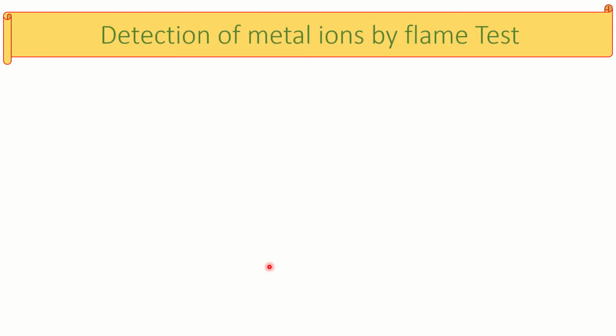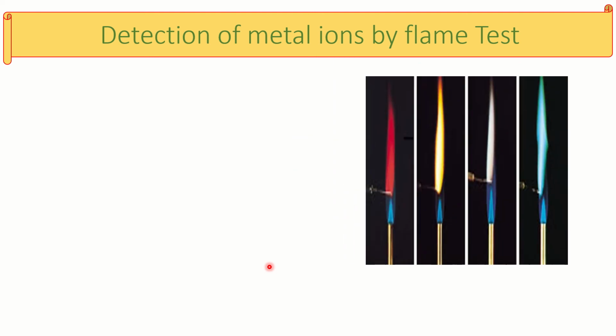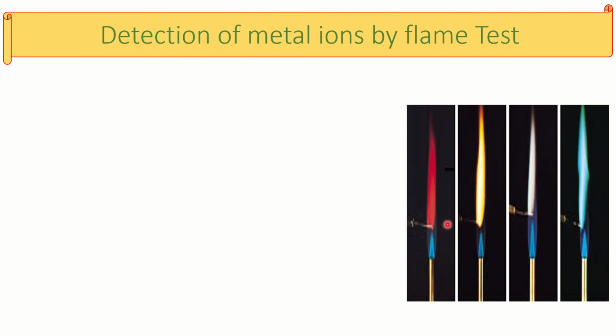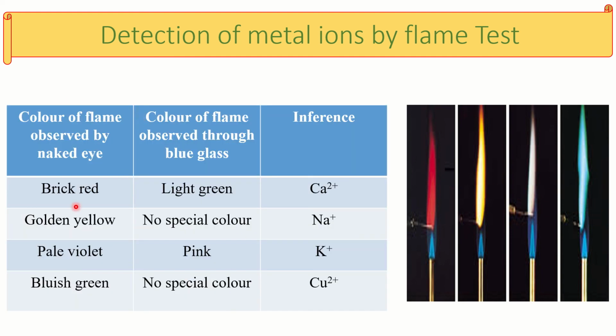So, in this class, we will learn only about the flame of these four atoms: sodium, potassium, calcium and copper. And at a glance, these are the flames. This is the flame of calcium, sodium, potassium, and this is the flame of copper. And the color chart is this. Color of flame observed by naked eye is brick red, and through blue glass its color becomes light green. So the salt cation is calcium.